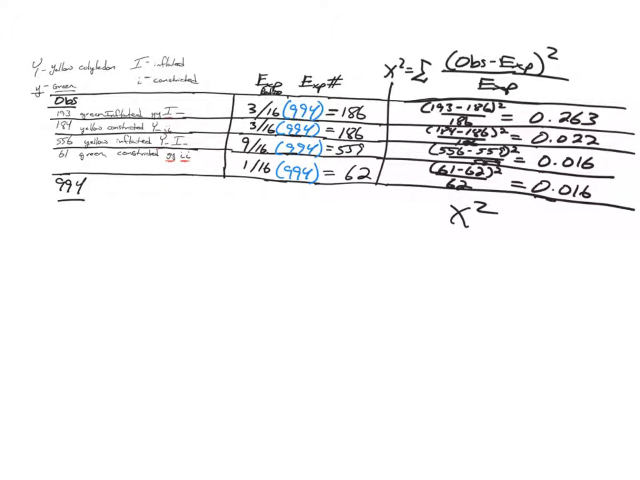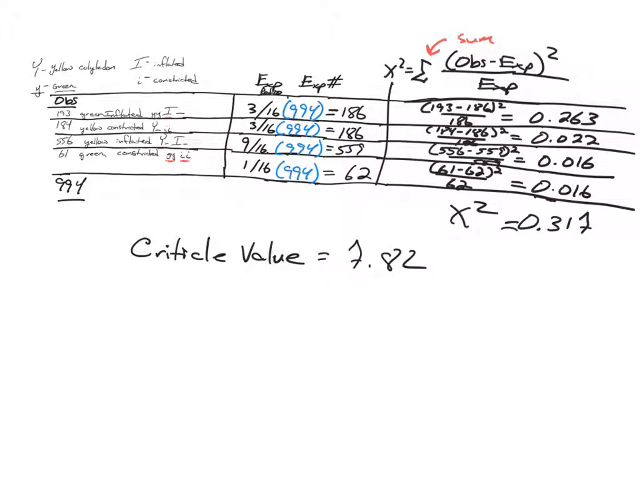So chi-square is the sum of all these, so we add them all up. And what do we get? Because remember, what does this sigma mean? Sum. So we're adding them up. Somebody add them up. What do we get? 0.317. And how many possibilities do we have? We have 4, so how many degrees of freedom? 3. And what's our critical value? 0.05. 7.82. So is our chi-square, 0.317, less than 7.82? Yes, it's very small.